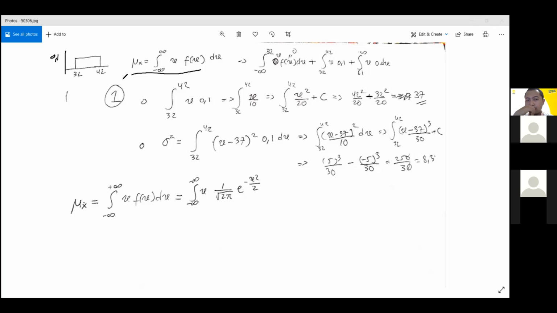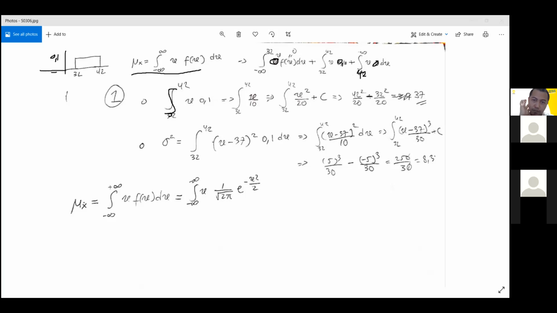Then from minus infinity to 32, the function is 0, so I write 0. And then from 32 to 42, the function is 0.1, so I put f(x) as 0.1. And then from 42 to infinity, I put f(x) as 0. So we get the equation: integral from 32 to 42 of x times 0.1.